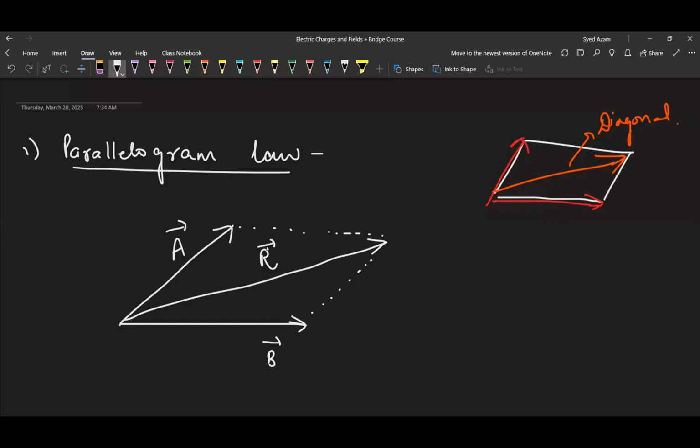Now, the question that came was that two vectors are present and they have a certain angle between them, and they are coinitial vectors. See, what is the meaning of the word coinitial? Co-initial means having the same starting point.